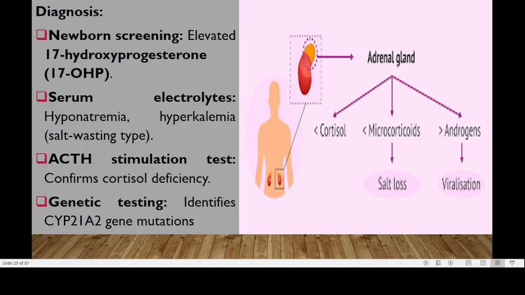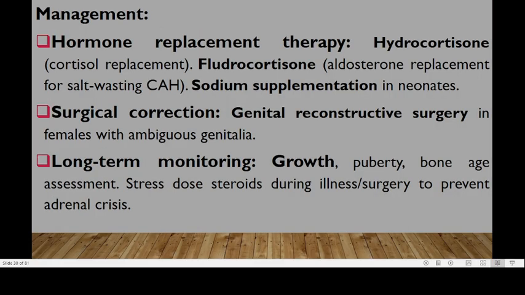In terms of diagnosis, we do newborn screening where elevated 17-hydroxyprogesterone could be there. We could also do serum electrolytes, and patient could present with hyponatremia, hyperkalemia, especially in the salt wasting type. We'll also do ACTH stimulation test, which confirms cortisol deficiency, and also genetic testing, which identifies the gene mutations.